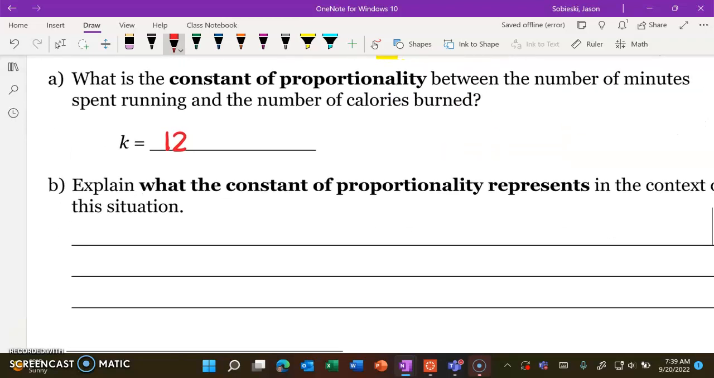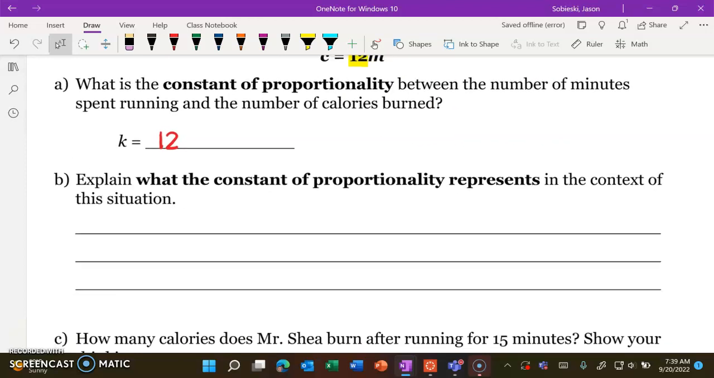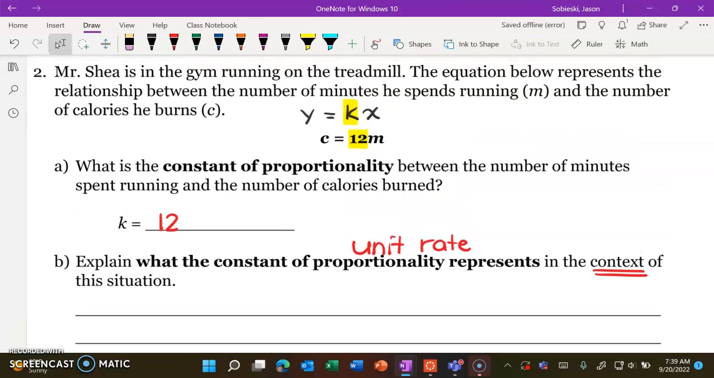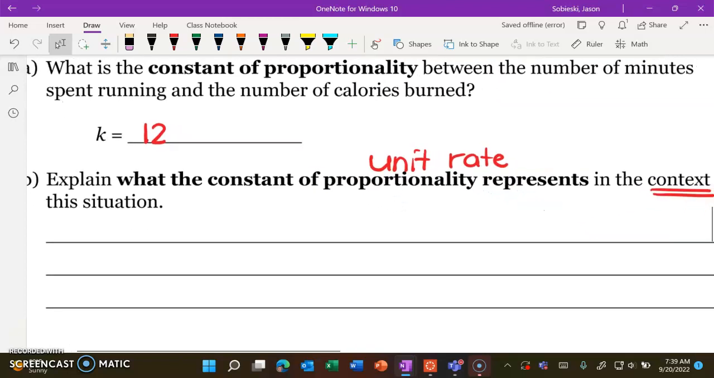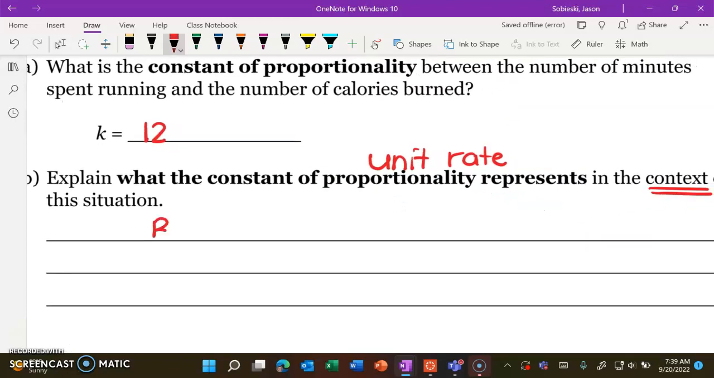Part B asks us, what does this mean in the context of the situation? Again, if they ask you about context, they're usually talking about explaining the unit rate, which again is the exact same thing as the constant of proportionality. Again, if he's comparing the amount of minutes he can run and the number of calories he burns, okay, we're going to say that he can burn 12 calories per minute.